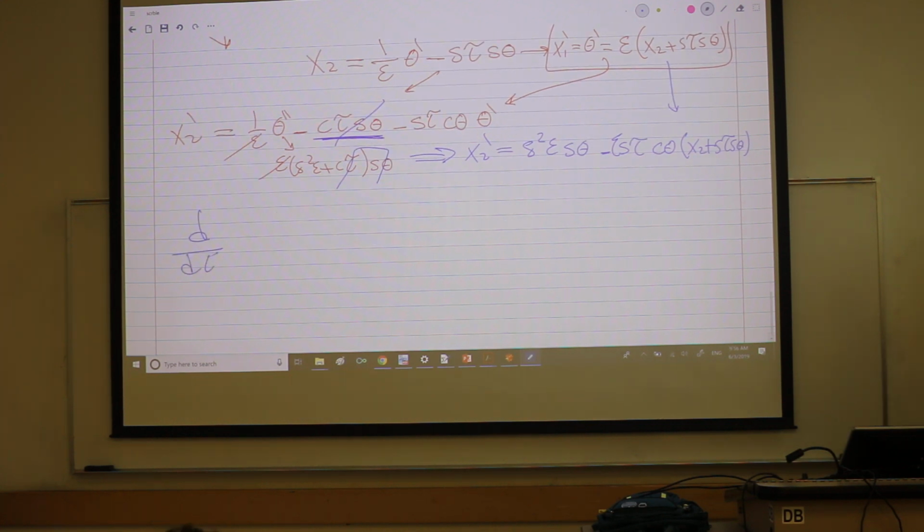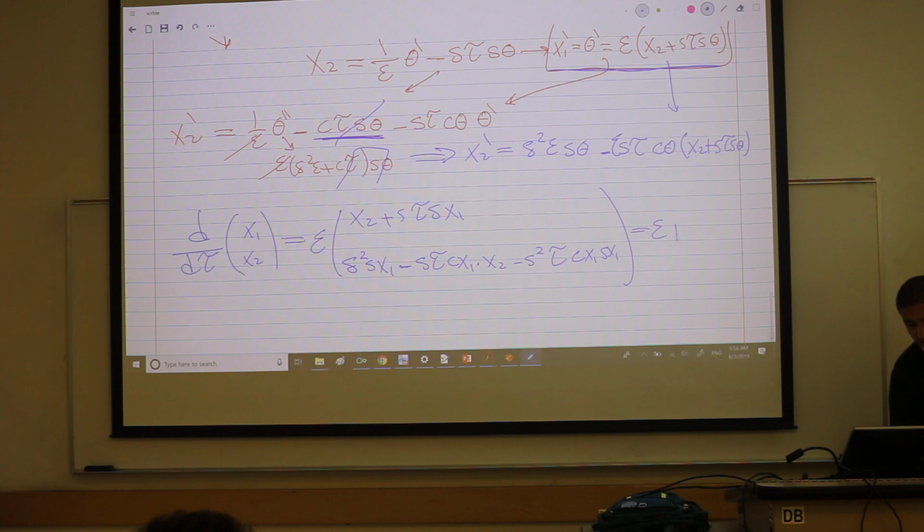d by d tau of x1, x2 equals, x1 here is the first equation. So this is epsilon x2 plus sine tau sine theta. The second equation is here; again there is epsilon that I can take outside. Whenever I have theta now, I will just write it as x1. So this is x1 minus sine tau cosine x1 times x2 minus sine squared tau cosine x1 sine x1.